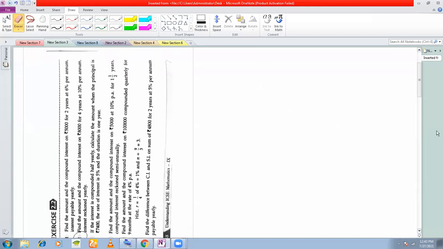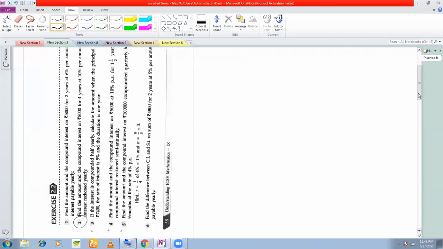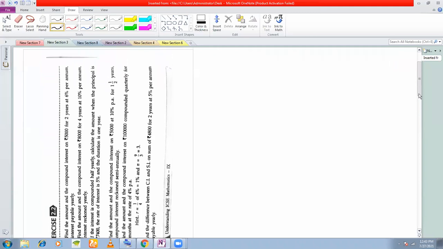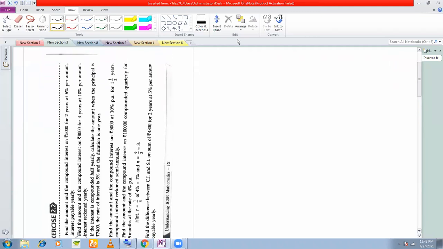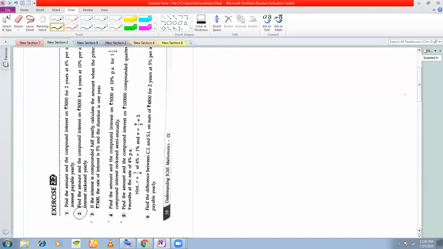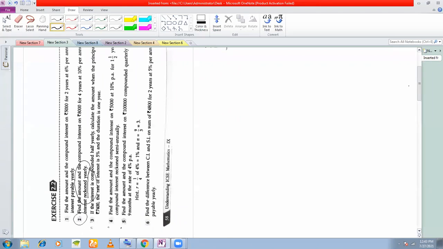The question here is, find the amount and the compound interest on 8000 rupees for 4 years at 10% per annum, interest reckoned yearly. Now, last year I had given the concept of half yearly, yearly and quarterly. You remember that concept? Yes, sir. So you have to keep an eye on the phrase compounded yearly or half yearly. Here it is given reckoned yearly, so the interest is being given to you on a yearly basis.